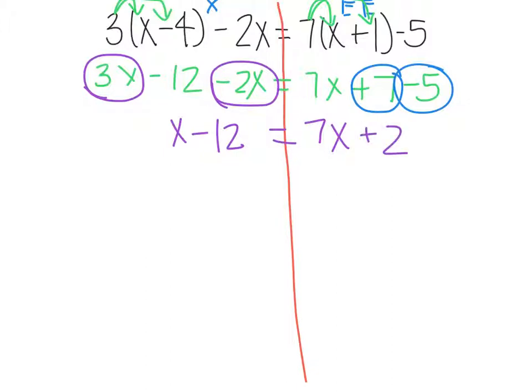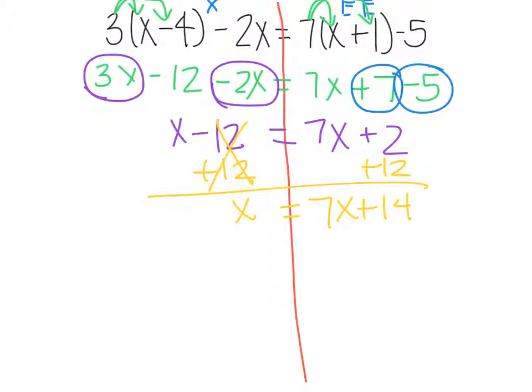All right, so now we can start moving stuff around and getting things on the sides that we need to get them on. So remember, my x's are supposed to be on the left, so that tells me that this minus 12 is out of place. So I'm going to add 12 to both sides. So I get x, because these minus 12 plus 12 cancel, so x equals 7x plus 14.